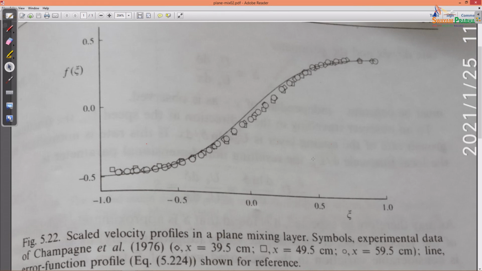This is what it means in terms of when we did the round jet, and then the jet half width. Now if you have two fluids like this, which is essentially the plane mixing layer, two fluids with two different velocities, what will happen then? What will happen to the jet? That is something we try to understand.